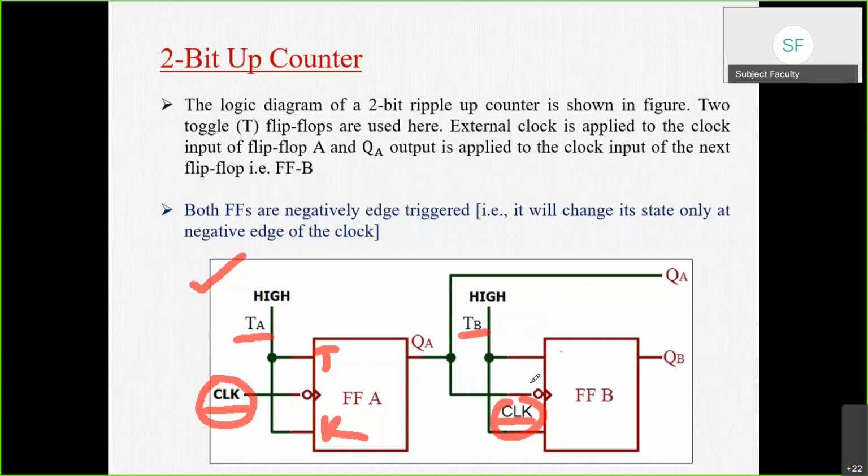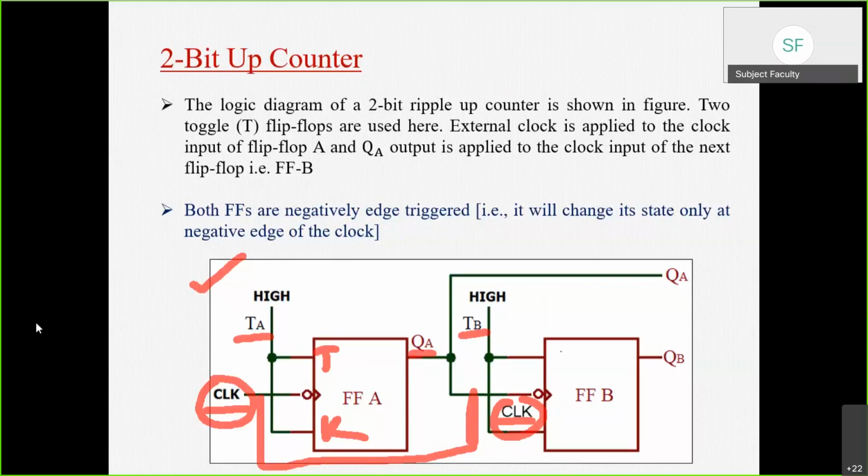This clock is connected to the output of the first flip-flop. This QA is nothing but the output of the first flip-flop. There is no direct connection between this clock and this clock. Okay, is there any connection? No. So since there is no connection, our counter will be an asynchronous counter.